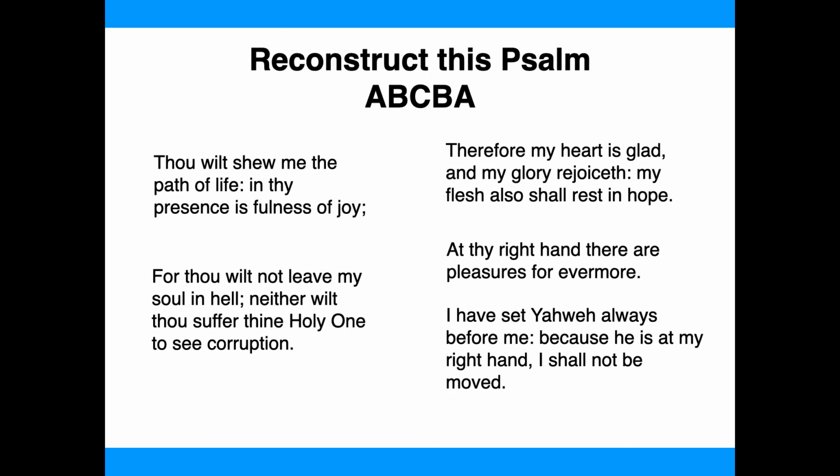So now we're going to go to Psalms. This one was pretty tricky in class as well. So we're going to reconstruct this ABCBA. For hints, this one has dual positive fins. And then if you want a further hint, the apex is, for thou wilt not leave my soul in hell, neither wilt thou suffer thy Holy One to see corruption.